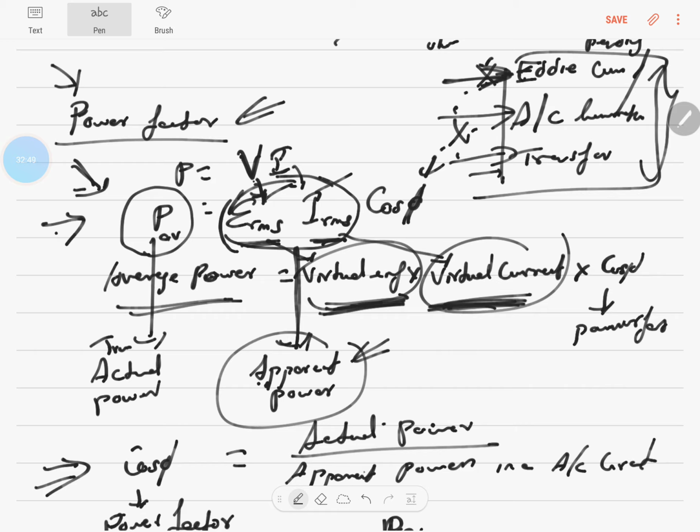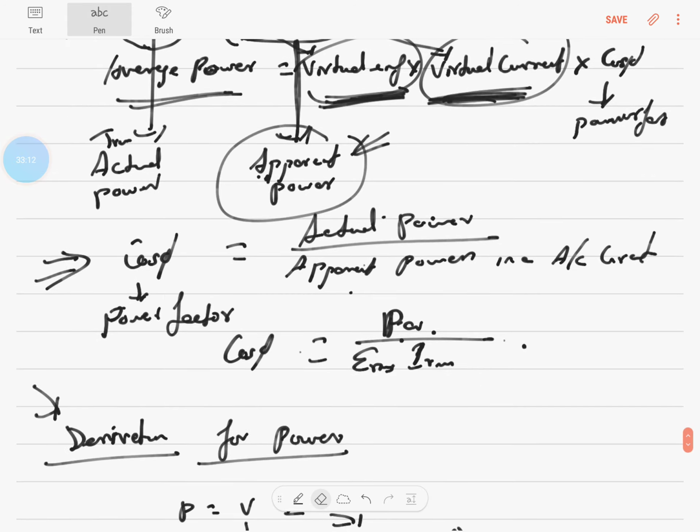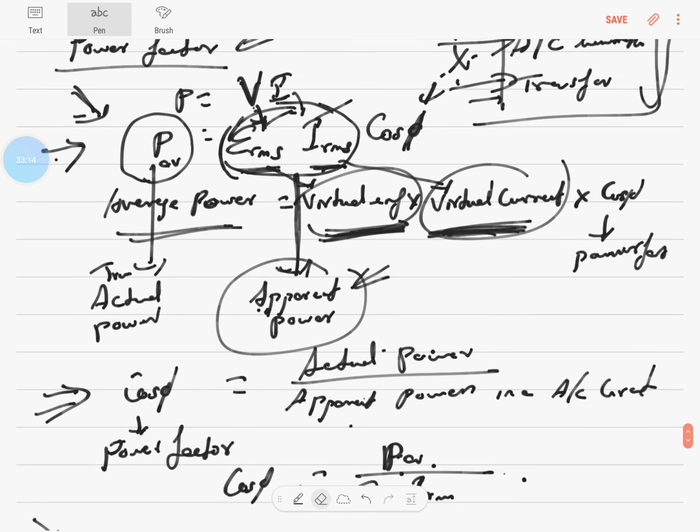That apparent power has to be multiplied by the cos phi. The cos phi may be cos 45, which is 1 by root 2, or cos 60, which is 1 by 2. So can you see the average power is lesser than the apparent power? So cos phi, which is power factor, is the ratio of actual power by apparent power in an AC circuit. So that's the power factor, which is P average by E RMS into I RMS. That's cos phi. There are various case studies we'll be doing on power factor, which will continue next class.